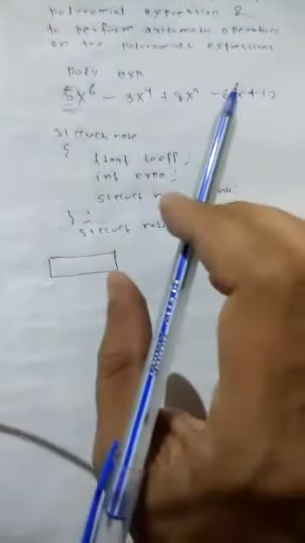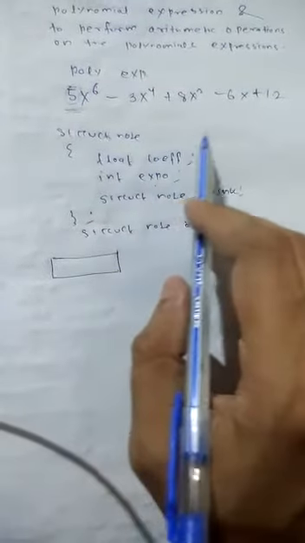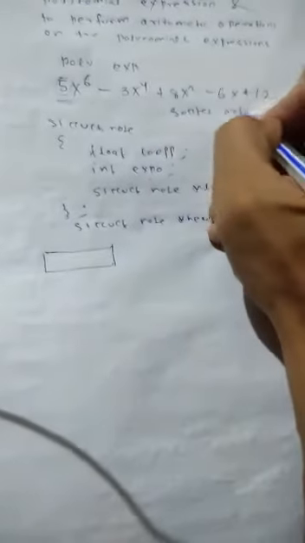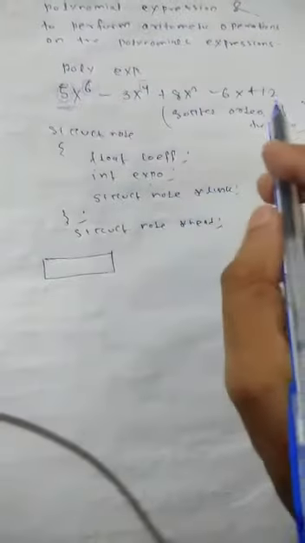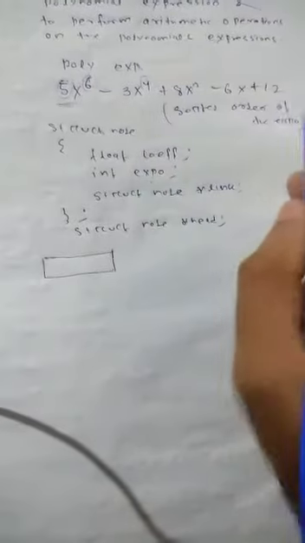Another important thing is the polynomial expression must be represented in sorted order according to its exponent. The polynomial expression must be represented in sorted order of the exponent so that the operation becomes very simple. If it is not in sorted order, the first step is you have to write it according to the sorted order of its exponent, that is 6, 4, 2, 1, 0. So first you arrange the sorted order of the exponents, then you can represent.